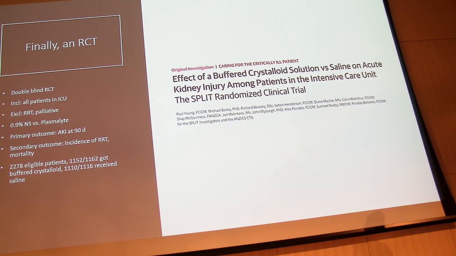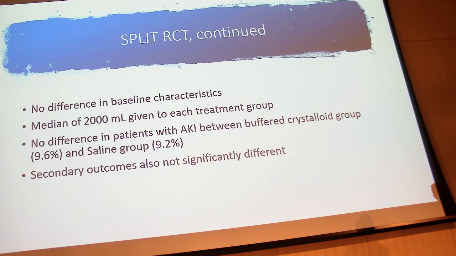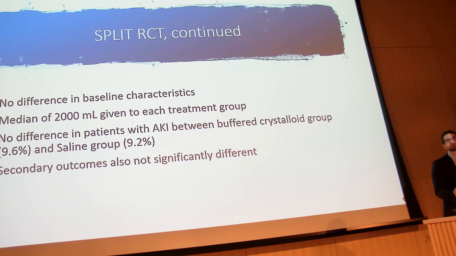So I want to remind you, we're looking at very, very small differences here in terms of outcomes, and they found that there was no difference in baseline characteristics. 2 liters of fluid were given to each treatment group. I would say we very often give 2 liters of fluid to our critically ill patients in the emergency department. So even though it's an ICU trial, I would say it's still relevant to what we do for our sick patients, and there was no difference. The secondary outcomes were also not different.